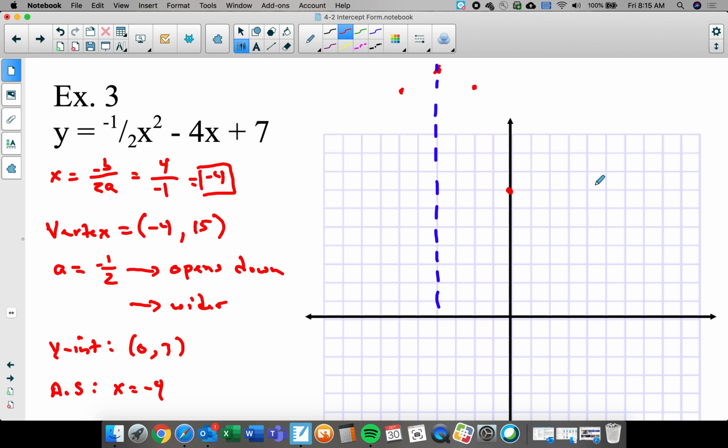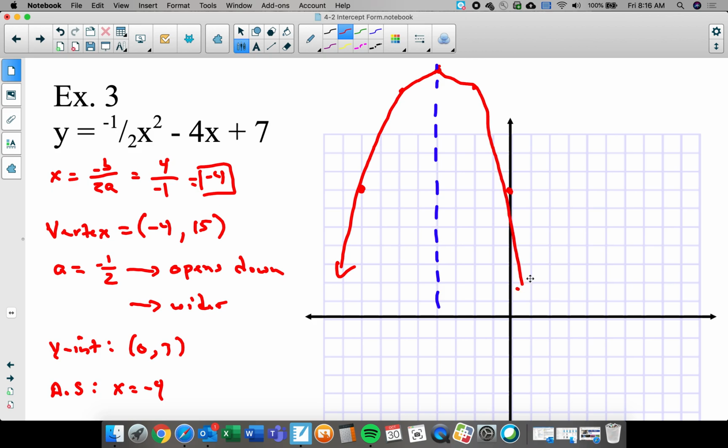So we are 1, 2, 3, 4 units away from this axis of symmetry. So 1, 2, 3, 4 units away. I know there's another point that's on this parabola. Okay? And if we were in factored form or intercept form, I could add those to it as well, and we could go from there. But in this case, we're going to leave it alone and just sketch in our parabola from there.